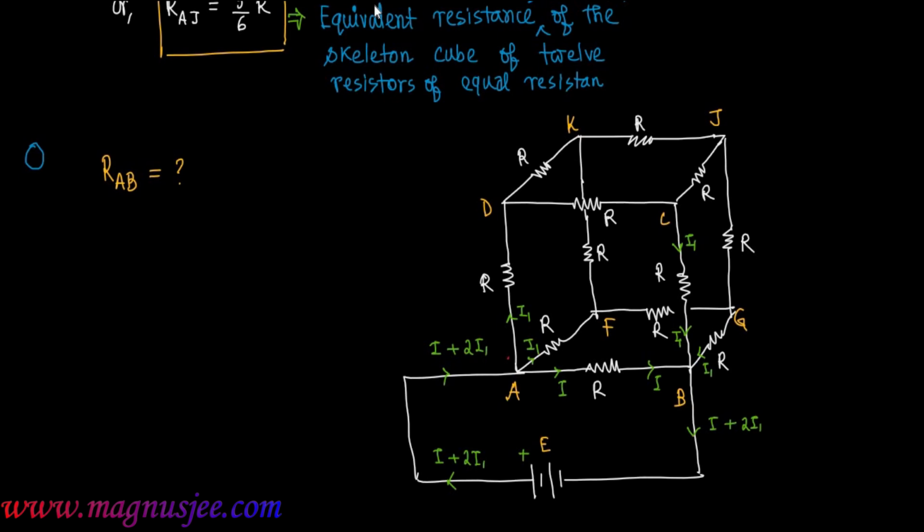And total current I plus 2I1 will be returning to the battery. From the corner D, current will be flowing as I2 through the arm DC, and I1 minus I2 through the arm DK. From the corner J, current will be split as I1 minus I2 and I1 minus I2. Total current coming towards the corner J through the arm KJ is 2 bracket open I minus I1.